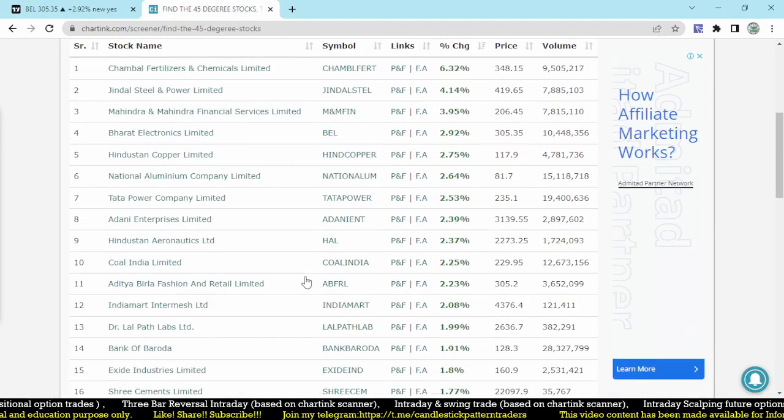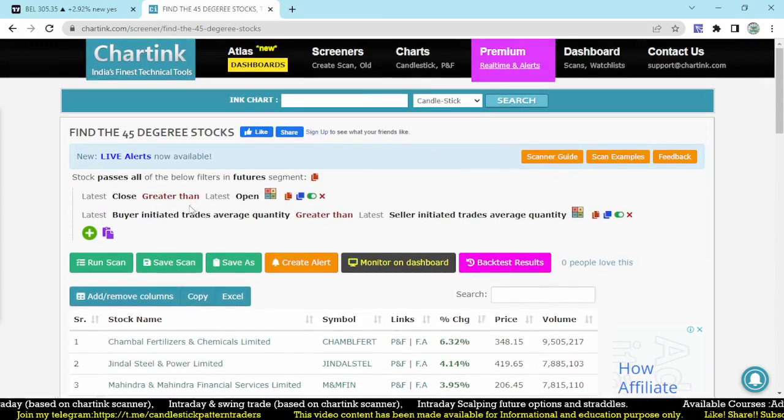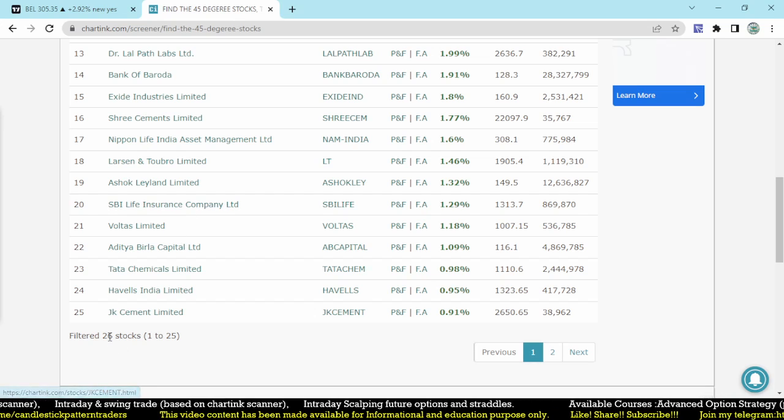But we can even filter further. The scan will filter out somewhere around 26 stocks. To track about 26 stocks in intraday is highly impossible, because we can try to find only 1 or 2 stocks. Maybe the scanner would be good, but taking 25 to 26 stocks in an intraday is not possible.